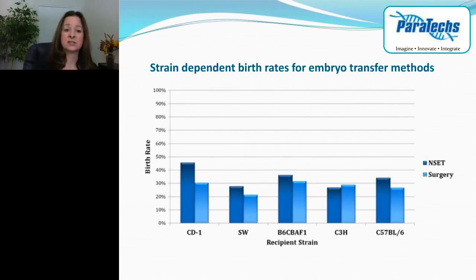On the next slide, you can see strain-dependent birth rates for embryo transfer methods. Here the birth rate is indicated on the left, the strain is indicated on the bottom, and there's a comparison between non-surgical embryo transfer and surgery. What you can see here is that the CD1 females had the highest birth rate, shown at 46%. The B6D2 F1s also had a 44% birth rate, so they were also very high.